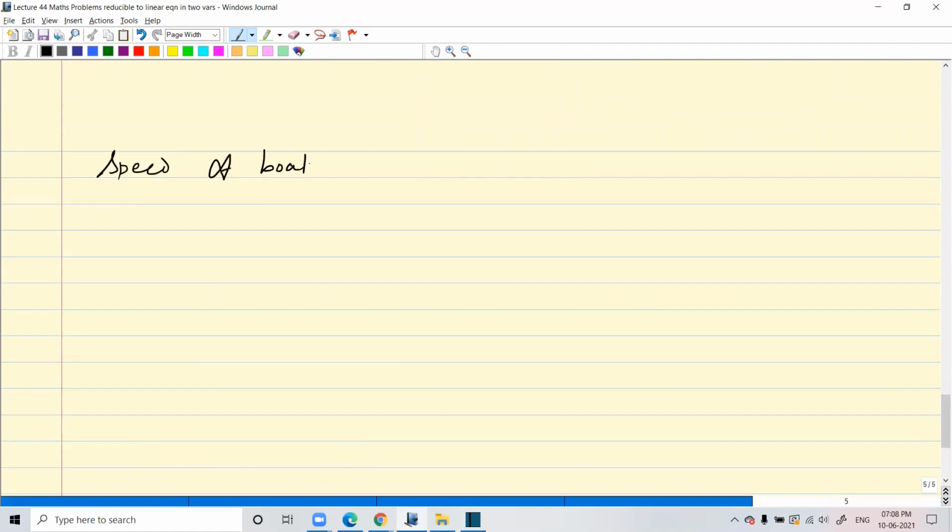So speed of boat upstream will be what? Still water speed was x, like 15 kilometer per hour. And then the stream was going with y kilometer per hour. So x plus y, right? It will become x plus y kilometer per hour.